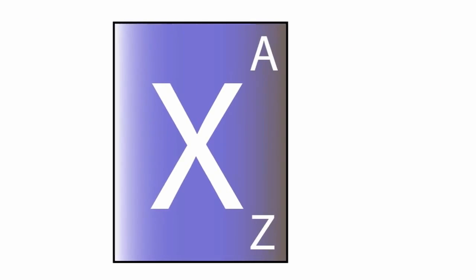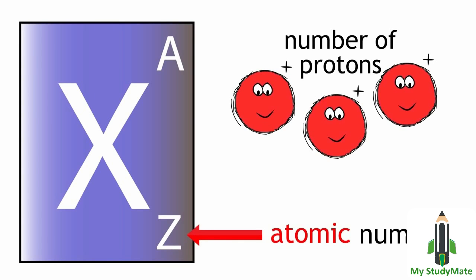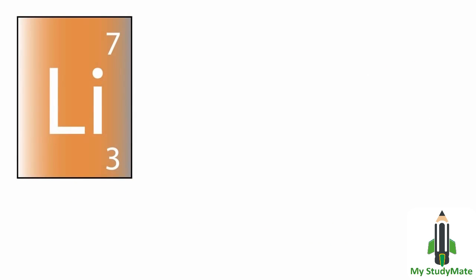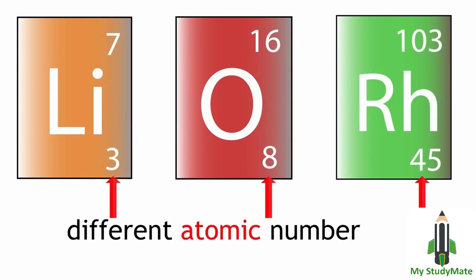The atomic number has the symbol Z. This number tells you how many protons are in one atom of an element. The number is always the same for all atoms of a particular element. Atoms of different elements have different atomic numbers, meaning they have different numbers of protons.